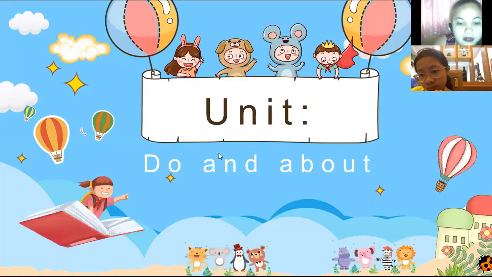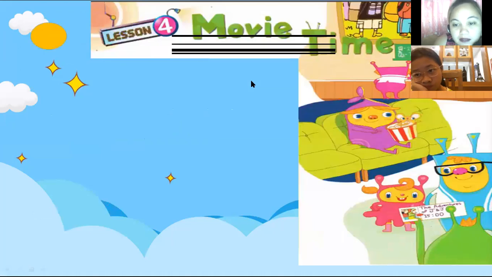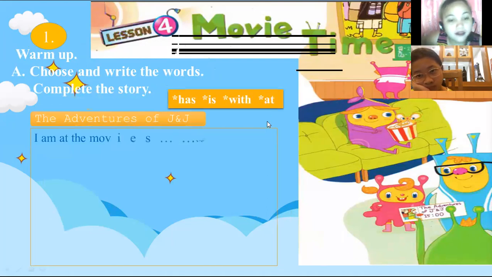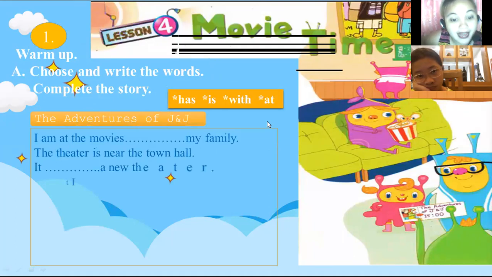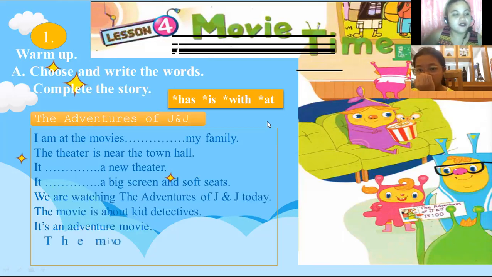All right, so our second activity will be, can you read it? Unit, do, and about. It's do and about. Okay, so look at here. The first activity is all about movie time. Okay, so you have to warm up. Choose and write the words and complete the story. Okay, so you have to choose your answers from the box: has, is, with, and at. Okay, start reading the story now.